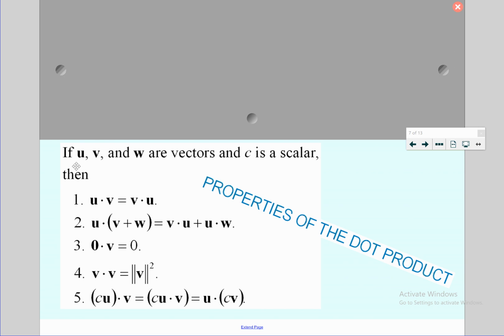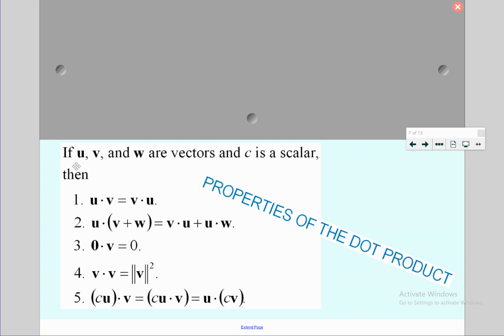I'll hop down to the fifth one. The fifth one is the associative property. So it doesn't matter what order I do that multiplication in. Here C is a constant, and of course it's not multiplication, it's a dot product. But if you have a constant, a number that is multiplied by a dot product, you can move that anywhere within the dot product. You can move it out front, or you can multiply it through one of the vectors, doesn't matter.